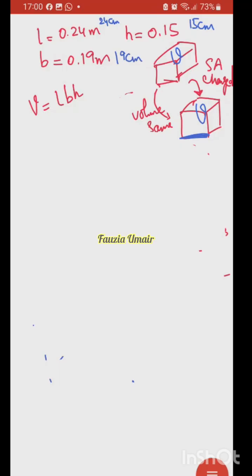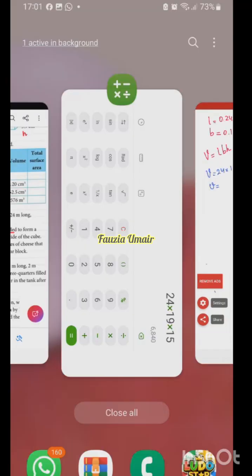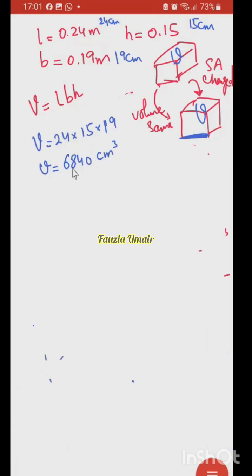Now see, if I calculate the volume, it is 24 multiplied by 15 multiplied by 19 in centimeters. If we multiply this, the answer is 6840 centimeter cube. I have changed the unit. Are you getting this point? To get rid of the decimals, what I did is convert from meters to centimeters. Beta, is this point clear?